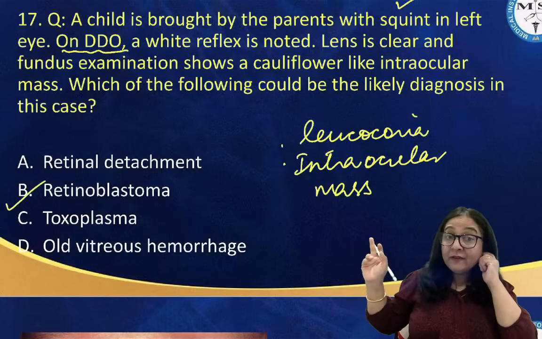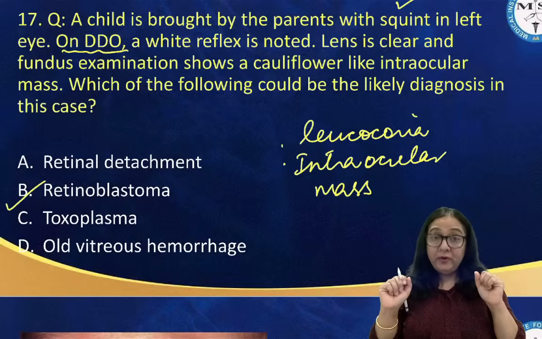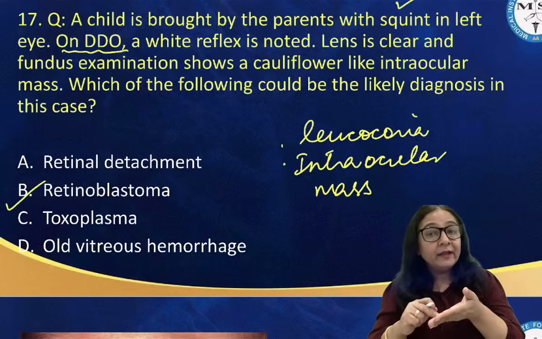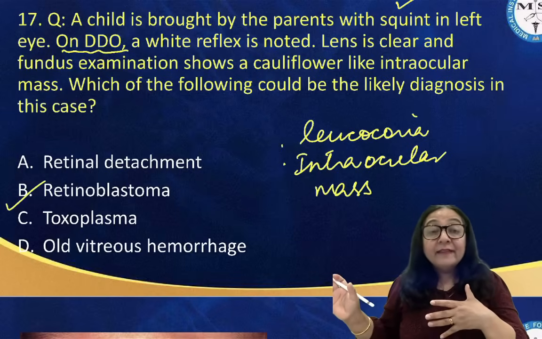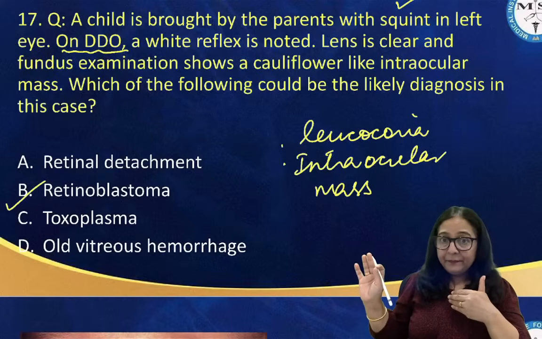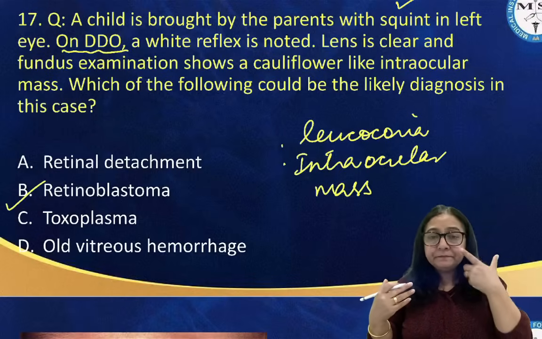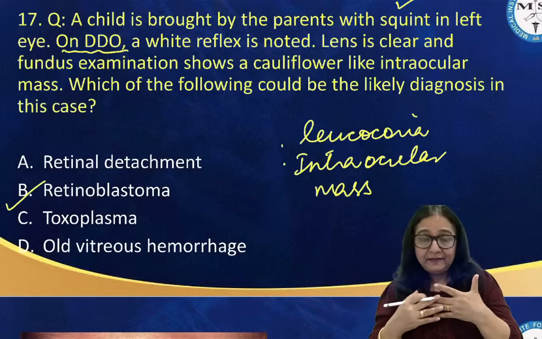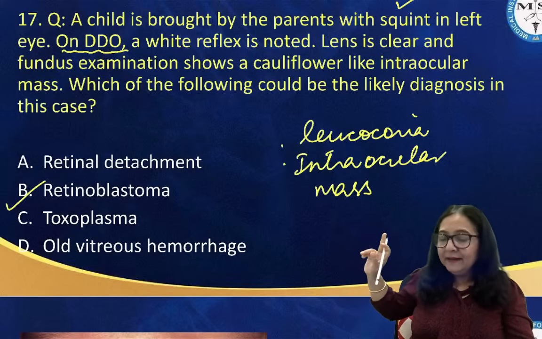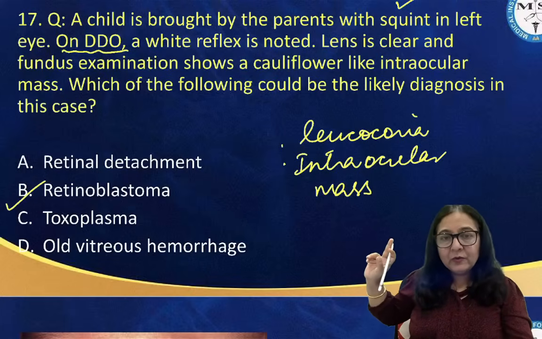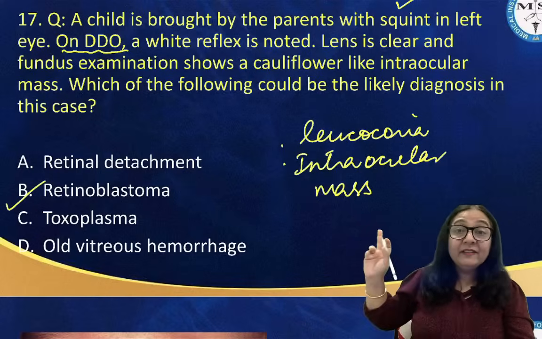Now coming to the other choices. Total retinal detachment can also cause leukocoria. That is a differential diagnosis of leukocoria, but in retinal detachment there is no intraocular mass. Old vitreous hemorrhage can also cause leukocoria, but again there will be no mass. Toxoplasma causes posterior uveitis, but there is no mass. So retinoblastoma is the answer here. You should know the other differentials of leukocoria as well. Cataract can also cause leukocoria, but it is mentioned the lens is clear.